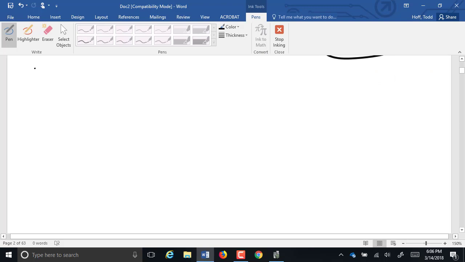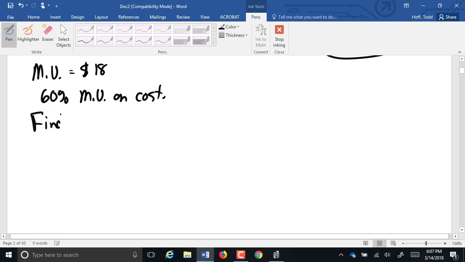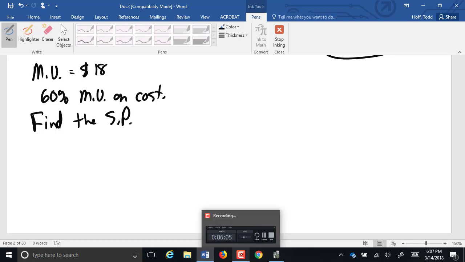So let's look at, we have a dollar markup of $18. This is, let's do this, a 60% markup on cost. Find the selling price. I'm gonna give you guys a second to see what you come up with there.